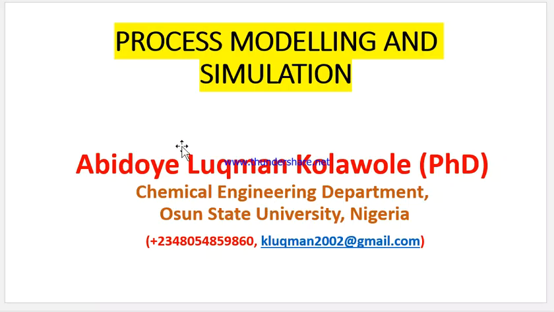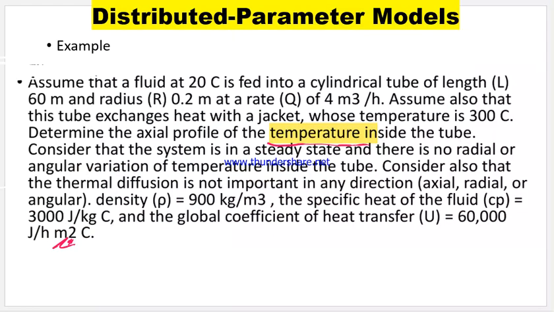But in distributed parameter system, we don't have the opportunity of using a stirrer. So as a result of that, as the reactant and the energy move from one state to the other, they change values. This is what is called a distributed parameter system. It occurs majorly in tubular reactor or plug flow reactor. So let's look at an example here.